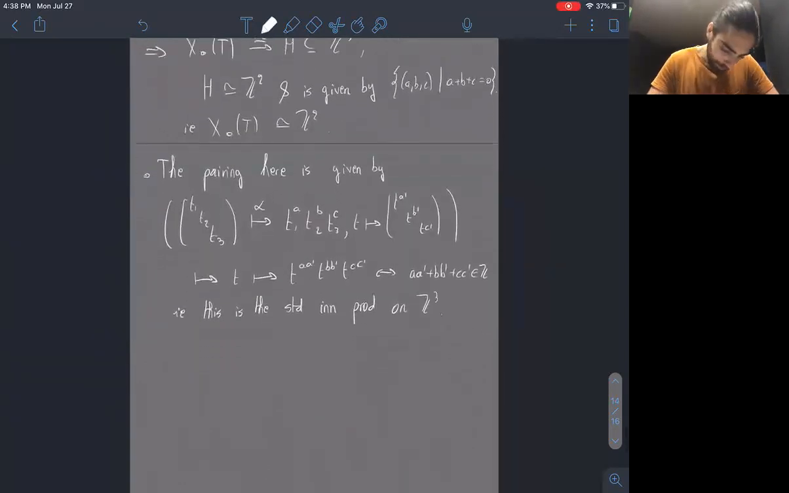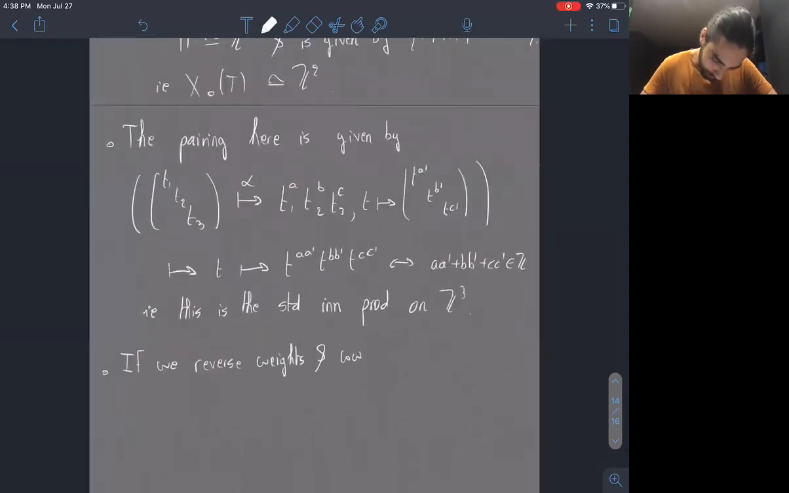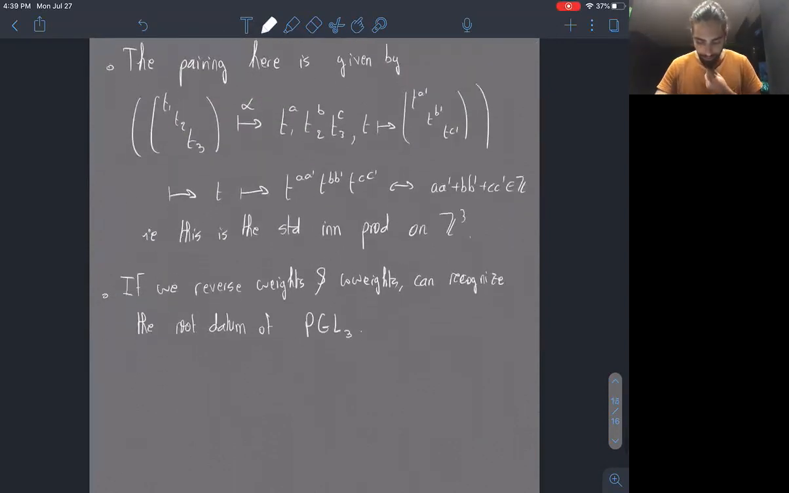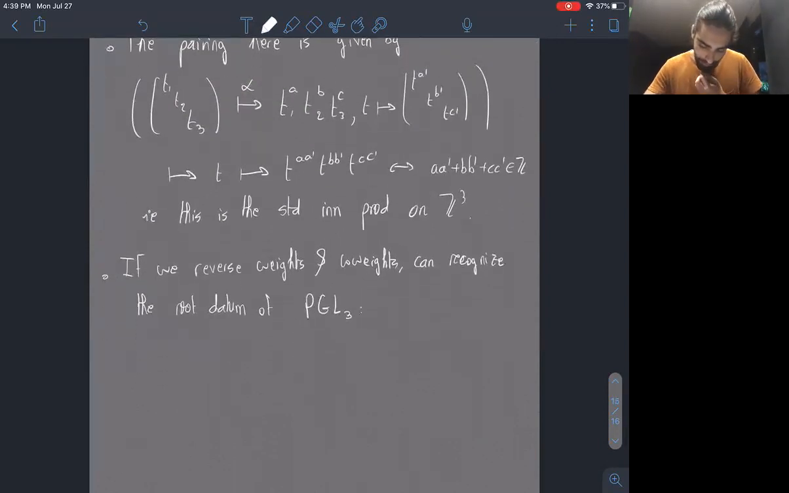And finally, although I won't be proving it, if we reverse weights and co-weights and roots and co-roots, we can recognize the root datum of PGL3. And so the Langlands dual of SL3 is given by PGL3 and vice versa.